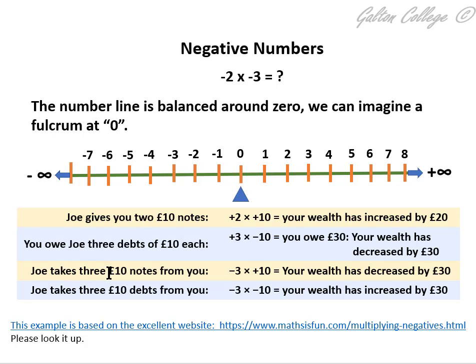Now Joe takes 3 £10 notes from you. Well, the £10 notes, these are positive because they are £10 notes. They're not minus £10 notes. There's no such thing. They're £10 notes, so there are 3 of them. But he takes 3 of them from you. So your wealth has gone down by 30 because he's taken away 10 3 times.